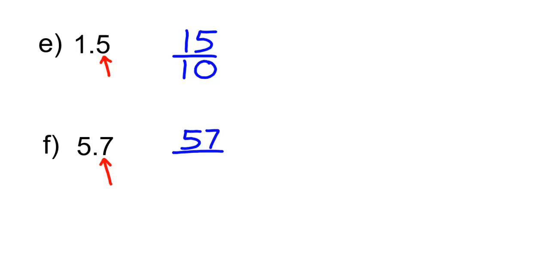For 1.5, the number that we see is 15. We're in the tenths column, or 1 place after the decimal. Therefore, write 1 with 1 zero. So it's 15 over 10. And for 5.7, the number that we see is 57. Put that over 1. And we're 1 decimal place after the decimal, or in the tenths column, so write that as 1 zero. So it's 57 over 10.